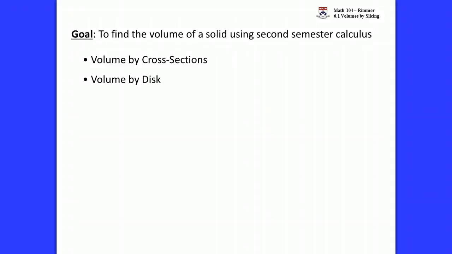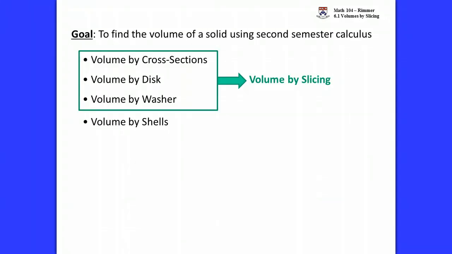If you have a solid that's formed by revolving a region around an axis, then there are these three methods here to find that. The first method, volume by cross sections, is not a revolution. And one last thing, these first three methods together can be categorized as finding volume by slicing. Okay, so today we just focus on this first section, volume by cross sections.